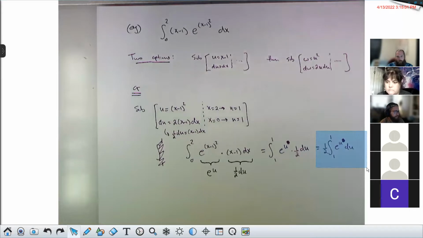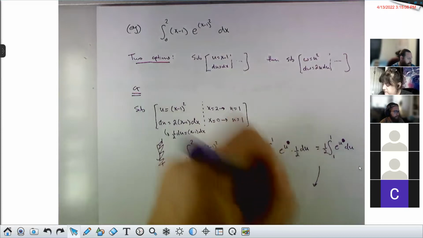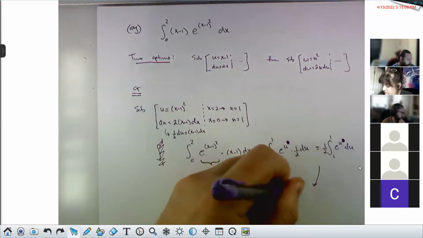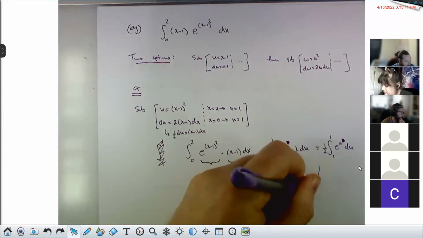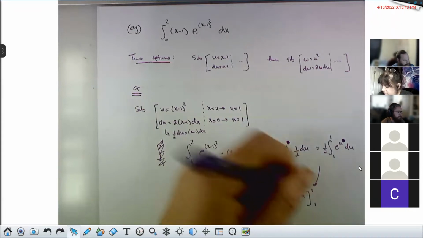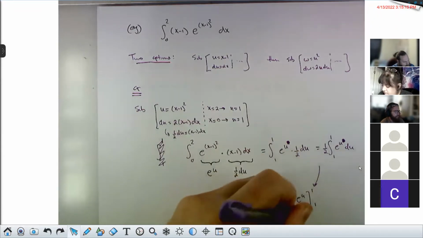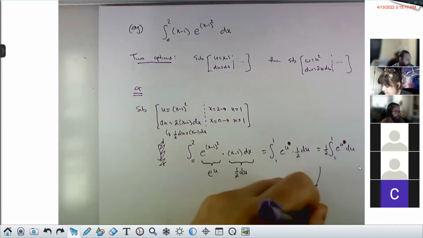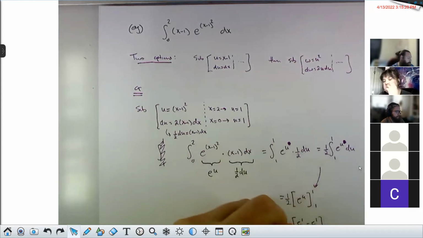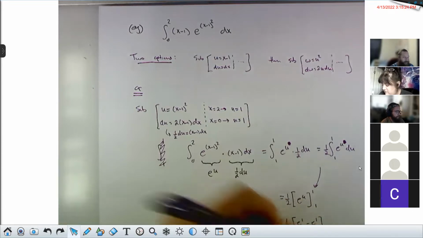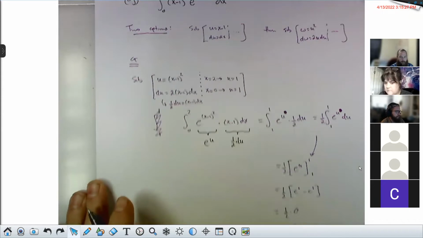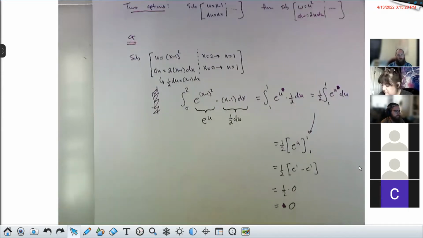We can go ahead and calculate an antiderivative and plug in bounds. This would be 1/2. The antiderivative for e to the u is e to the u, and then I evaluate from 1 to 1. That's 1/2 e to the 1 minus e to the 1, which is 1/2 times 0, which is 0. Do you have to go that far to show that the integral from 1 to 1 is 0? Very good. No, you do not. That's what I was going to ask.